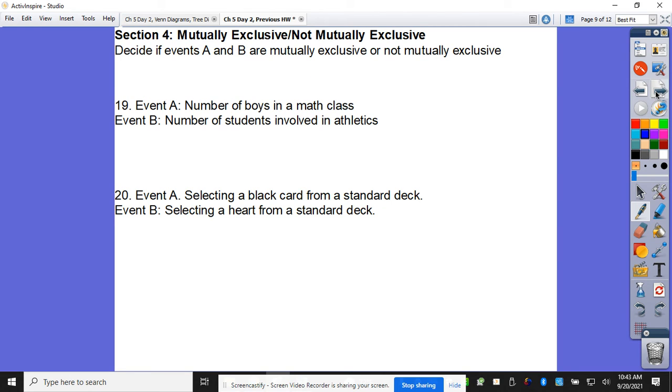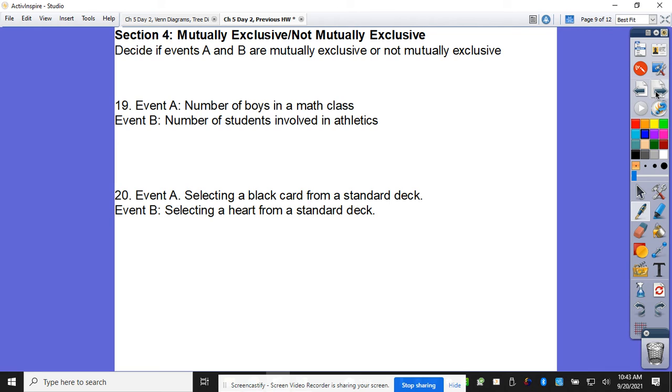And then the last one that again was on your worksheet, decide if they're mutually exclusive or not. Number of boys in the math class and number of students involved in athletics. Mutually exclusive or not mutually exclusive? Not mutually exclusive because they could overlap.